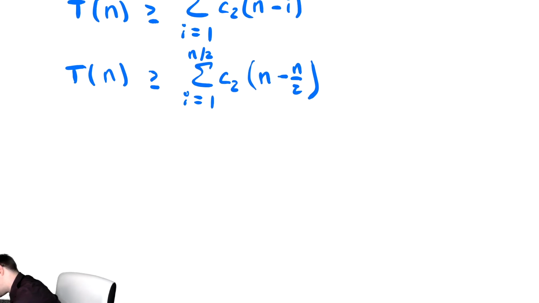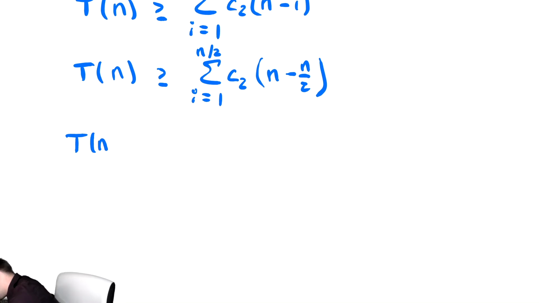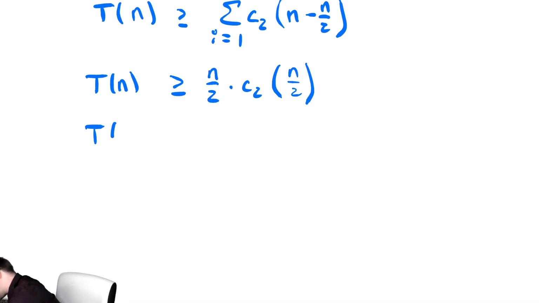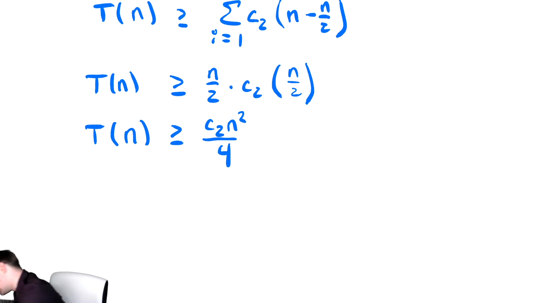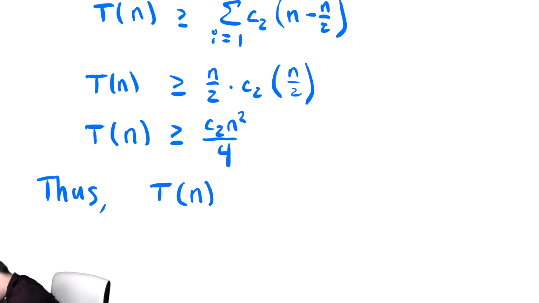And now we just keep simplifying the summation. So T of n is greater than or equal to the top bound minus the bottom bound plus 1, which is just n over 2, times C2 times n minus n over 2. Well, that's n over 2. I guess we can collect together all of our like terms, and we get T of n is greater than or equal to C2 n squared over 4. And now that's a number times n squared. So thus, T of n is in big omega of n squared.